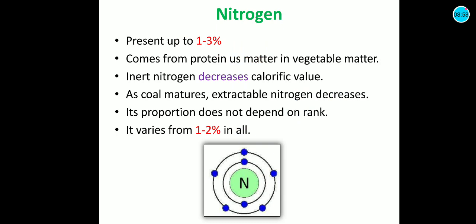Then inert nitrogen decreases calorific value. As coal matures, extractable nitrogen decreases. Its proportion does not depend on rank. It varies from 1 to 2% in all.